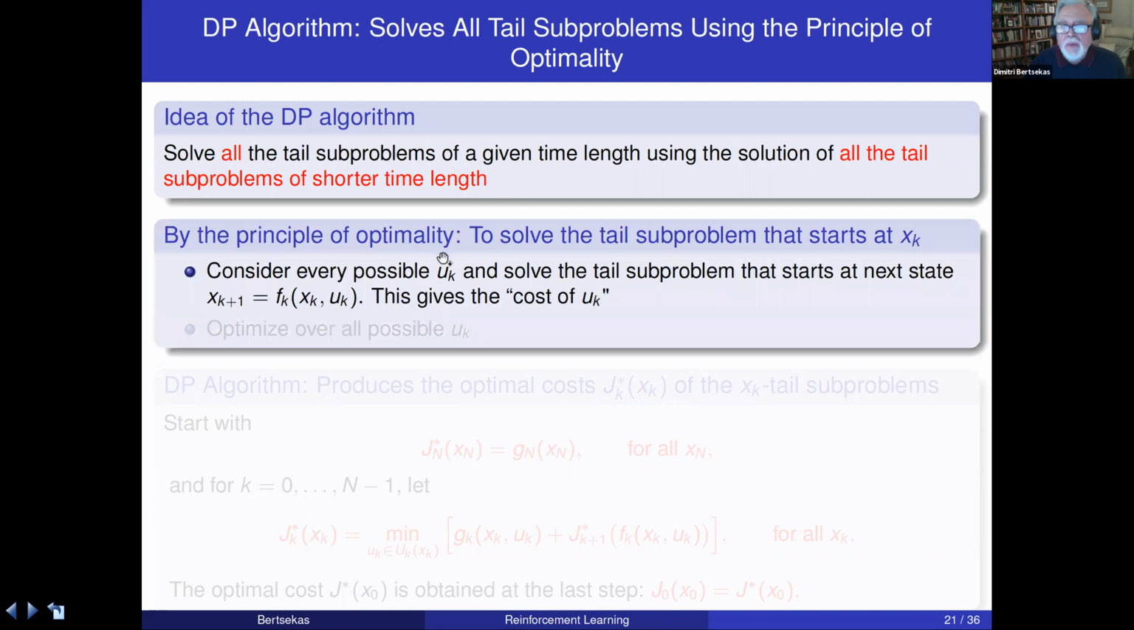According to the principle of optimality, to solve the tail subproblem that starts at xk, I can consider every possible control, solve the tail subproblem that starts at the next state, and that gives me the overall cost of choosing control uk. It's the cost of the first stage plus the optimal cost of the tail subproblem that starts from the next stage. And then all I have to do is optimize over all possible current controls.